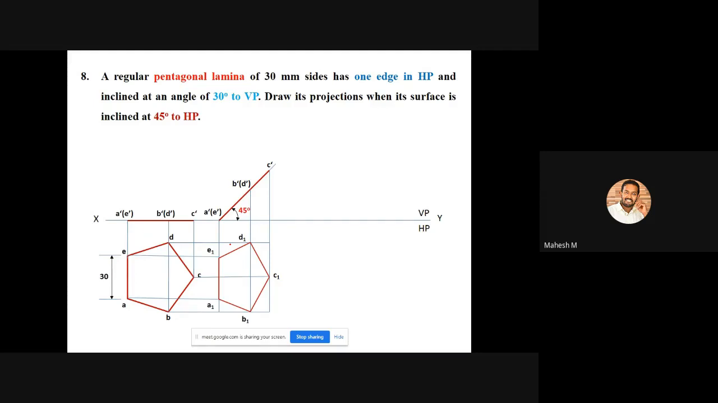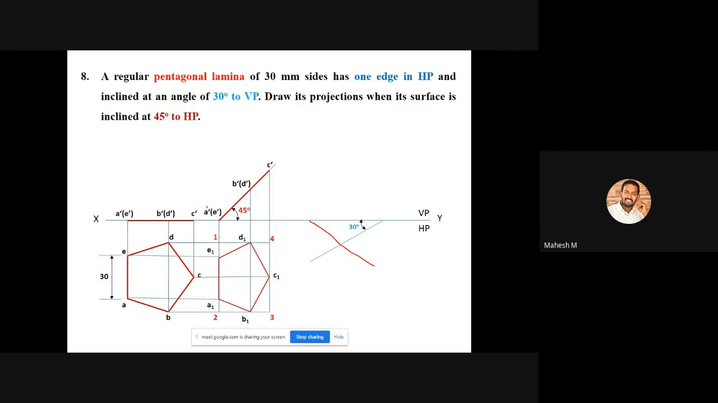Okay. So after doing this, you can create an inclined top view. That is our third top view. For this, you can consider this condition, 30 degree to VP. So now what you can do is either mark 30 degree right to left, or you can mark left to right. There is no problem in that.